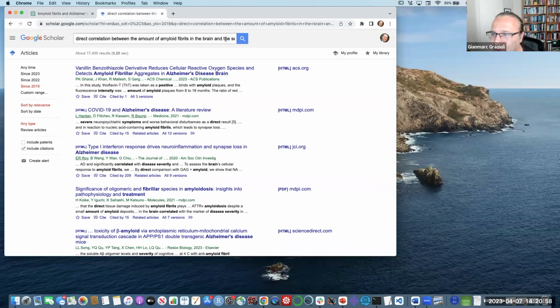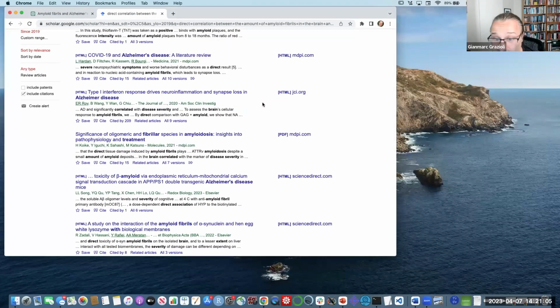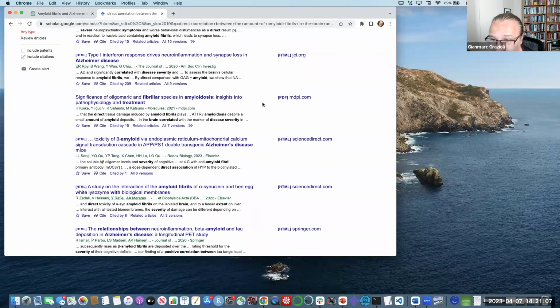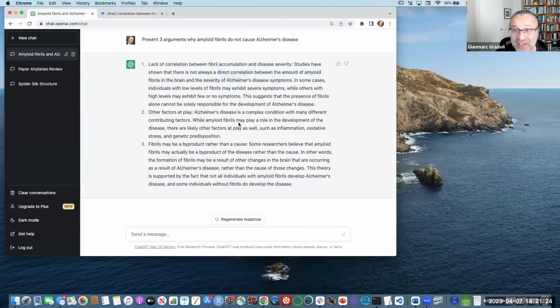Direct correlation between amount of fibril in brains and... okay. So I'm not seeing a paper that says that. Let me see here. This one maybe. So ultimately, you still have to be the scientist and go look at the paper. But this paper might be saying that. Just in the interest of time, I won't do that dive now. But I see no reason to not have ChatGPT open to look for things like this. And now we'll do the opposite.